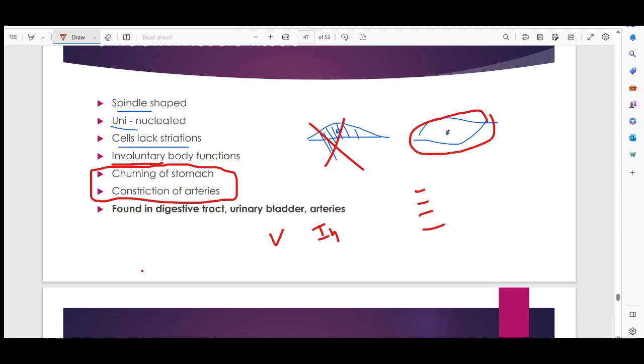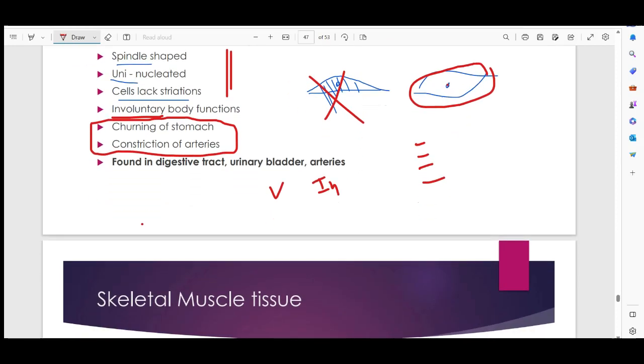I don't know why. Maybe because there are many complex and very important other questions to be asked, but these features are so important. Okay, so they are found in the digestive tract. We talked about churning action, and the urinary bladder, I mentioned it here, and arteries. So these 3 locations must be remembered: smooth muscles in the digestive tract, urinary bladder, and arteries. Okay.